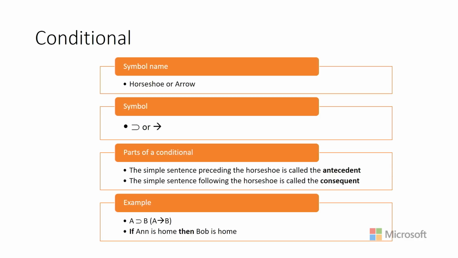The construction is down here at the bottom, under the example. If Ann is home, then Bob is home. That's how you write a conditional. The way that it's symbolized is you put the first simple sentence before the operator. So here we have A horseshoe B, or A arrow B. A is the first simple statement, B is the second, and the B follows what would essentially be the then statement if we were writing it out in English.